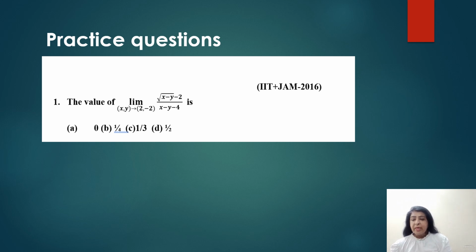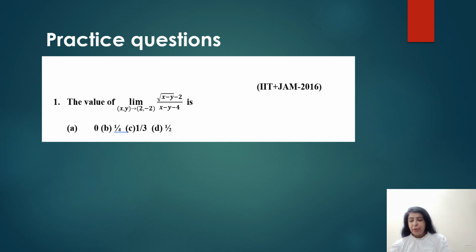Now a practice question. We have to find the value of the limit as (x, y) approaches (2, minus 2) of (under root x minus y minus 2) divided by (x minus y minus 4). So you have to just find its value.